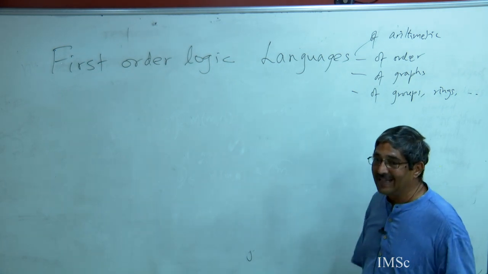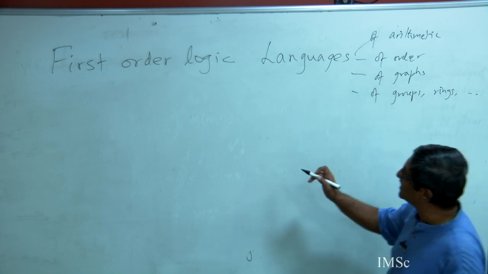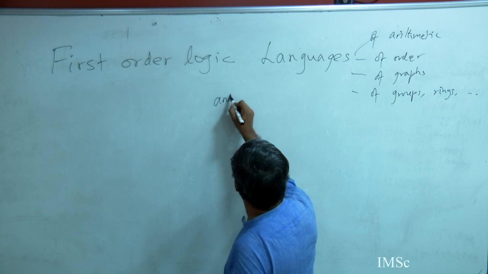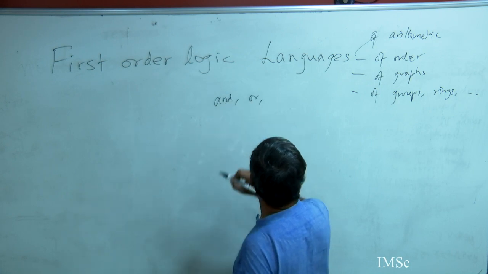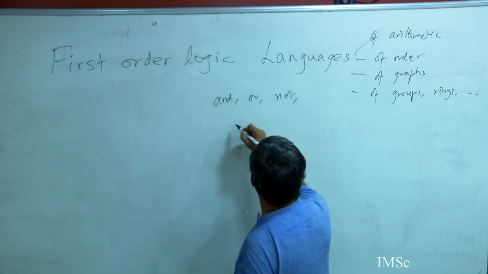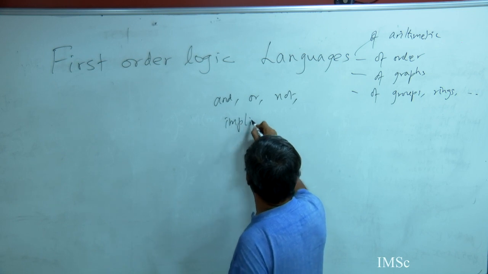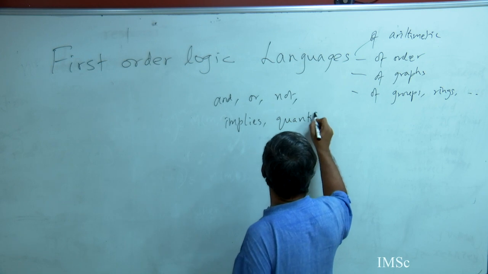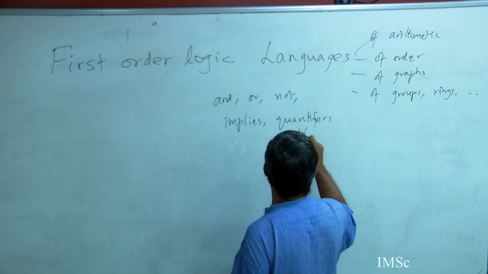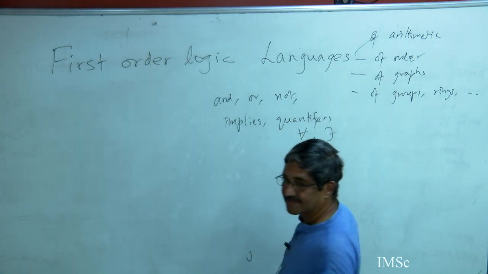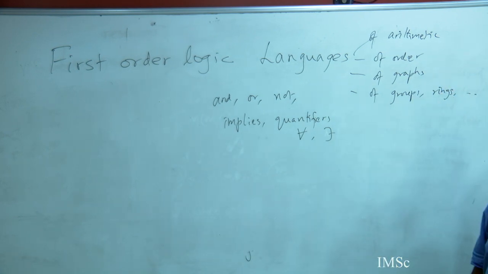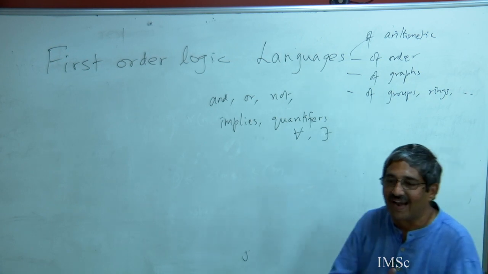Now, one thing that is common to all these languages were connectives like the kind that we talked about: and, or, not, implies, and quantifiers, like for all, there exists. But there was some vocabulary that changes for different languages.